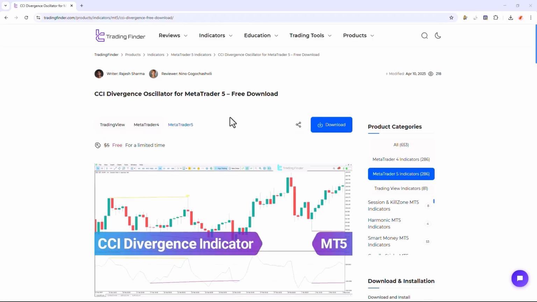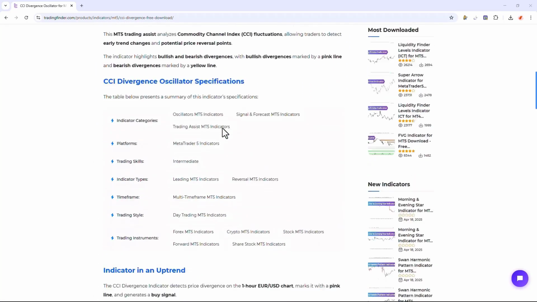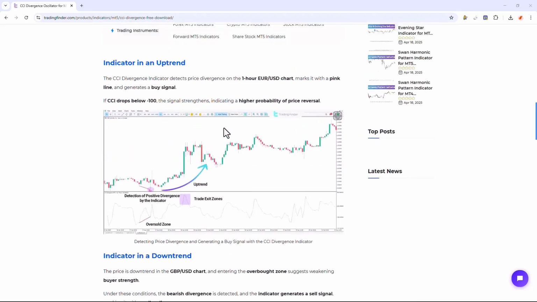The CCI Divergence Indicator, which is offered for various platforms on the TradingFinder website. From this section, you can download the indicator file for MetaTrader 4 and MetaTrader 5 platforms and run it on the chart. Additionally, traders can read this page to understand how the indicator works and functions.